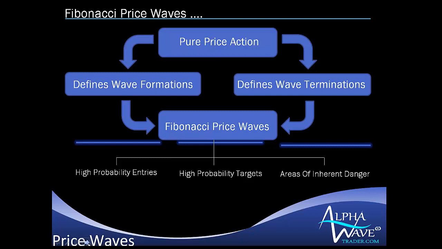Fibonacci price waves is what defines the market structure, what gives you high probability entries, high probability targets, and shows you very clearly areas of inherent danger, areas when to stay out and what not to enter into. And this is the Alpha Wave Trader method in detail. I look forward to your questions.